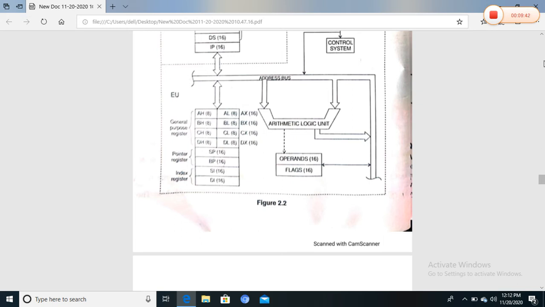Next is the operand register from the EU. The 8086 microprocessor has a 16-bit temporary register as an operand register. This register is used only by the microprocessor. It is a temporary register used by the microprocessor. Next is the flag register. This register is also a 16-bit register.